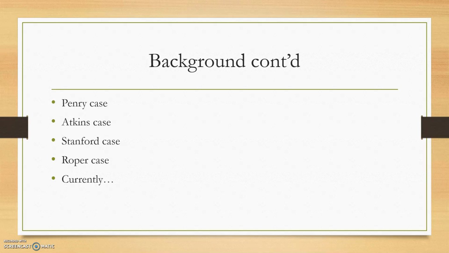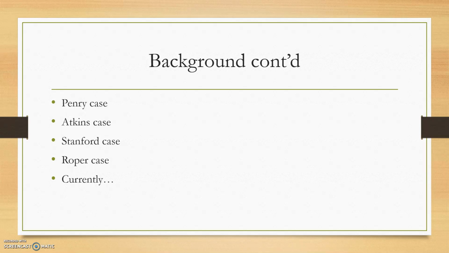meaning that, over time, because Penry was a case that I believe was decided in the 1970s. I don't have my notes on me, but later on, Atkins was a case decided in 1989, and the court decided that, we were wrong originally. It's definitely not okay to execute the mentally ill.